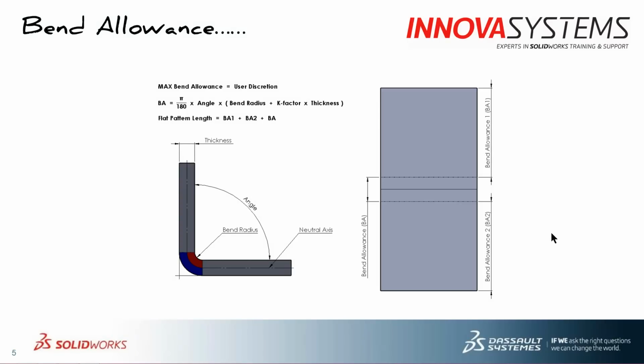Bend allowance is defined as the material that you add to the bend region. It will increase the overall flat pattern length, and there is no limit to what you can do with the actual allowance. There is a formula you can use to create a chart. You will need to know the angle, bend radius, K-factor, and thickness, but that chart can then be implemented into SolidWorks so that the calculations can be done for you. So the flat pattern length is bend allowance 1 plus bend allowance 2 plus the value that you enter for the bend allowance. So let's put this into practice.